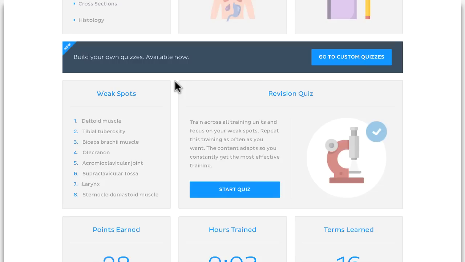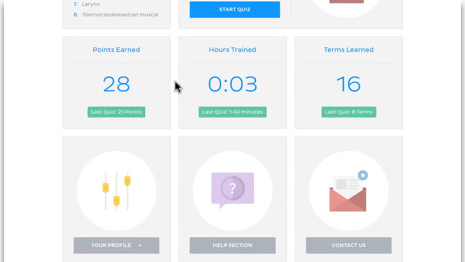As for the true perspective fourth tip, we're now also on the website, on the dashboard. I will scroll down to show you these very interesting elements. The points earned, the points that you accumulate whenever you give a correct answer. You have the hours trained, so the amount of time you spent on the quizzes, and the amount of terms you've learned in total. So far I've learned 16. I have a long way to go because there are thousands of terms that you need to learn in anatomy. And also note here that you can see the same information for the last quizzes that you have taken.